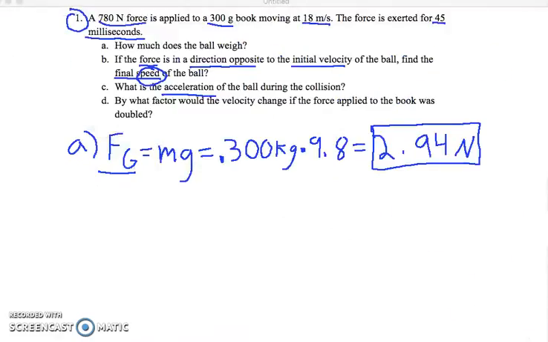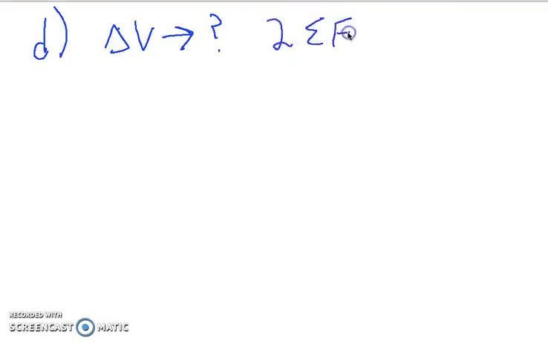The last part, D, is saying by what factor would the velocity change if the force applied to the book was doubled. So again, I'm going to do this on a new sheet of paper. So again, it said what would happen to the change in velocity if you doubled the force applied to it. So again, you can do a lot of math and plug it back in and solve it. It's probably easiest to solve this using proportionality.